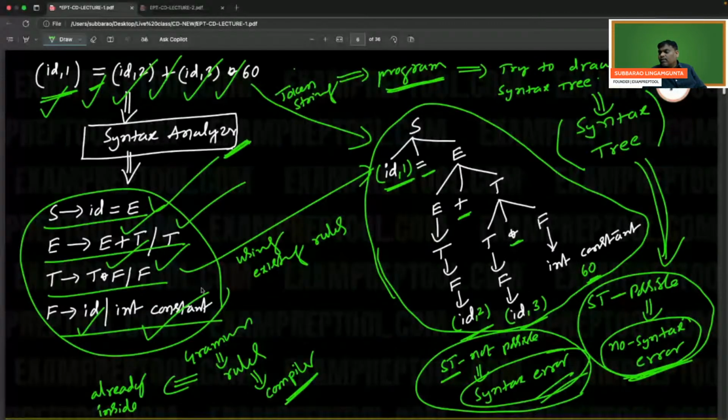The program which you wrote, in the form of a token string, try to draw the syntax tree. Syntax tree possible, no syntax error. Syntax tree not possible, there is a syntax error.